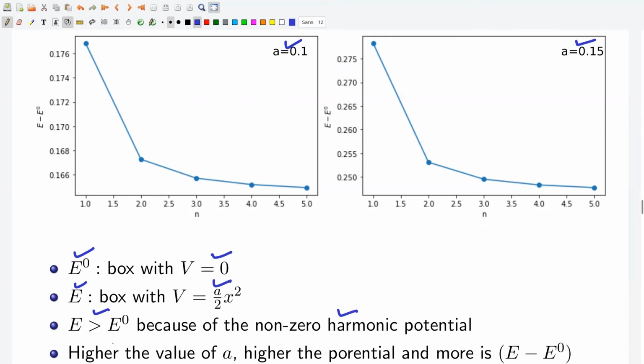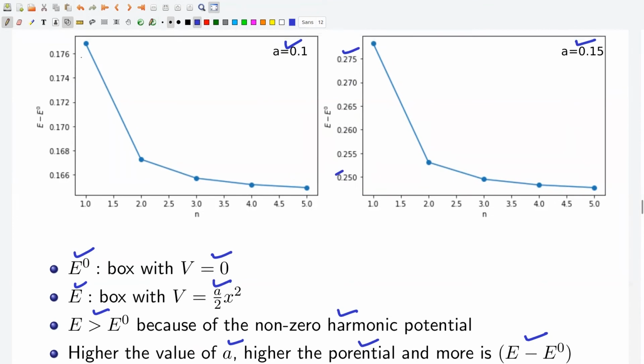We also see that higher the value of A, higher the potential, and more is the energy difference, E minus E naught. For example, in case of A equal to 0.1, the energy difference lies approximately in the range of 0.166 to 0.176. On the other hand, for a stronger potential, the energy difference lies in the range of 0.250 to 0.275.